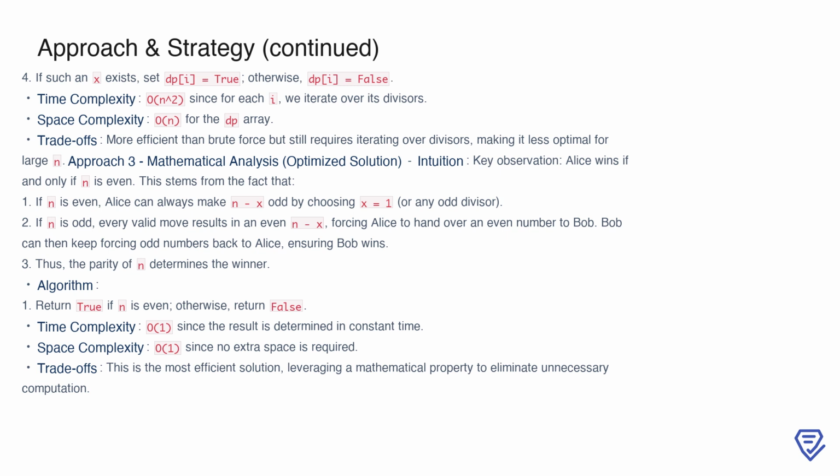While this approach significantly reduces the computational cost compared to brute force, its time complexity is still quadratic because we iterate over divisors for each number, making it less suitable for very large n. Now, we need an even more efficient solution.